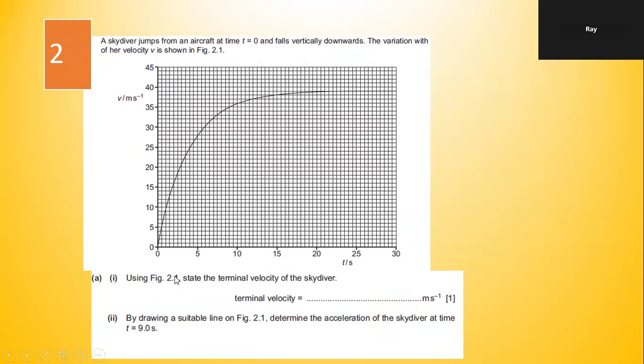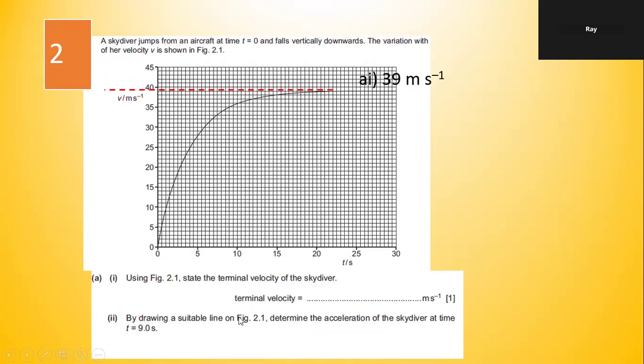Using figure 2.1, state the terminal velocity of the sky diver. Where it becomes constant, no? That's the terminal velocity. Read it carefully. Use a ruler to help you. 39 meters per second.